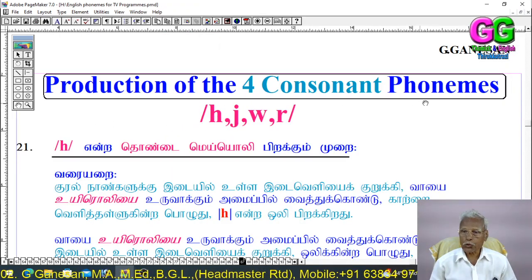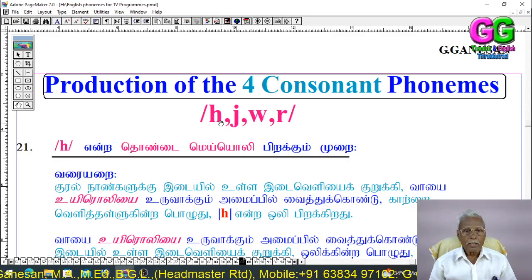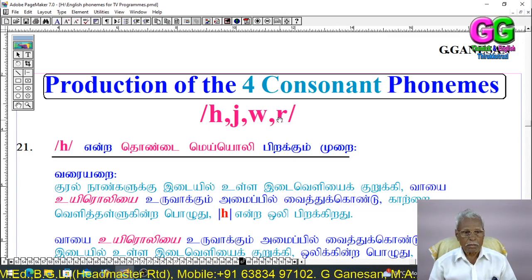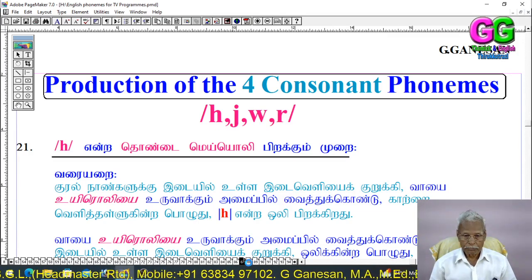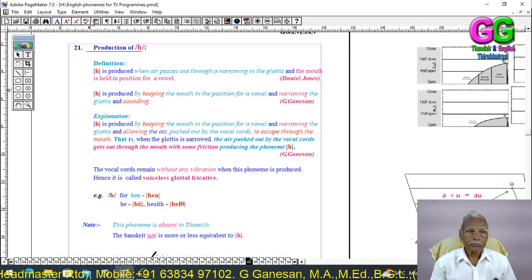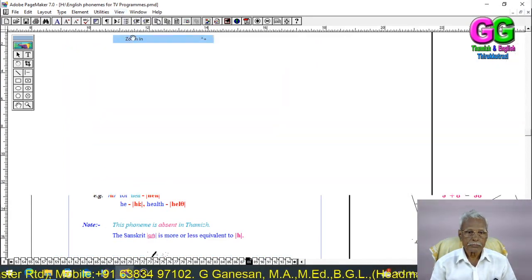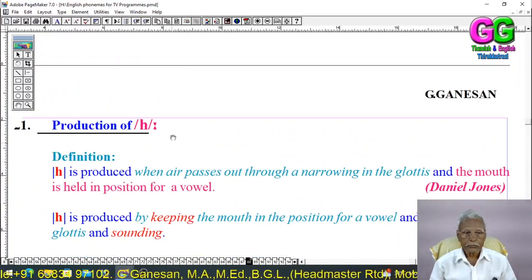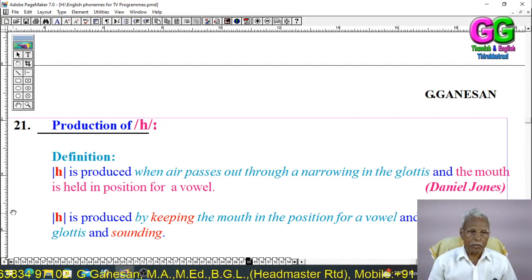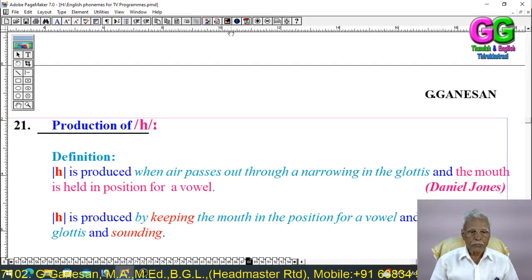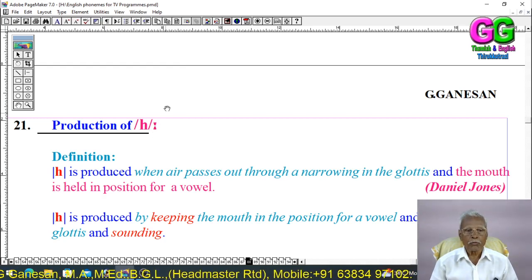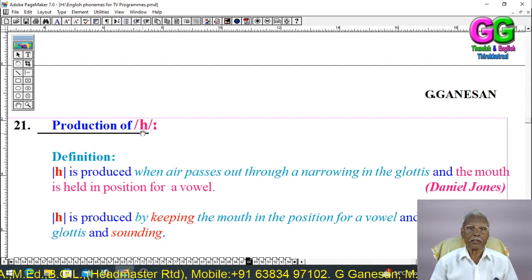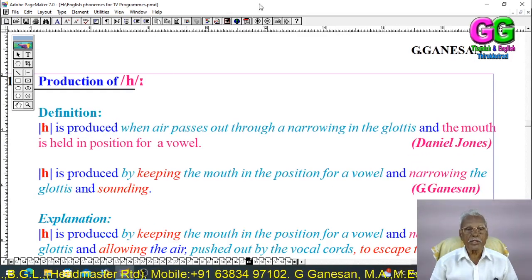Production of the four consonant phonemes: h, y, w, and r. Consonant phoneme number 21. Production of h. The name of this phoneme is h. First, the definition.